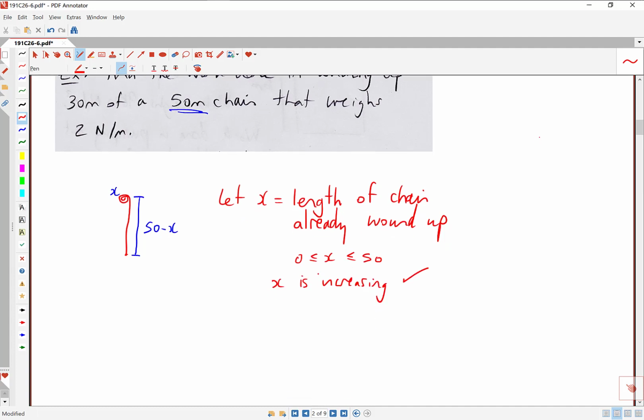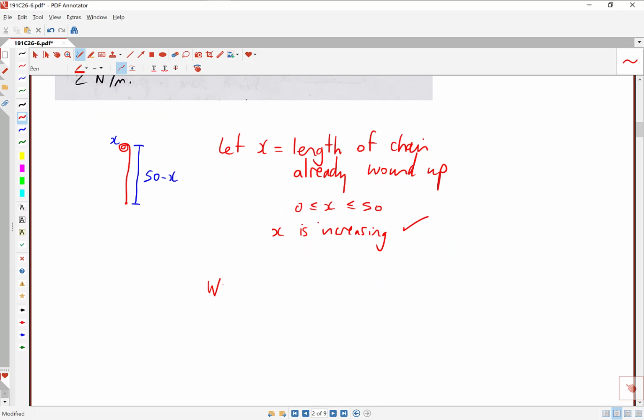So letting x equal the length of chain that's already wound up makes sense because then x will be increasing. The idea is that in a minute, we're going to say that work is a certain integral between 2 x values of a certain function f of x with respect to x. And you want your x values to be increasing, meaning you want x to be starting at a small number and finishing at a big number, just because that's the way that we label the x values on an integral. We put the small one on the bottom, big one on the top.